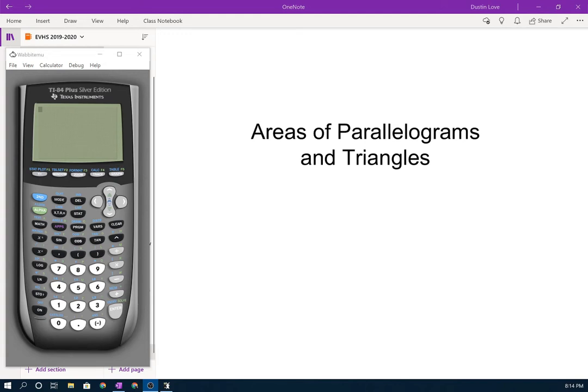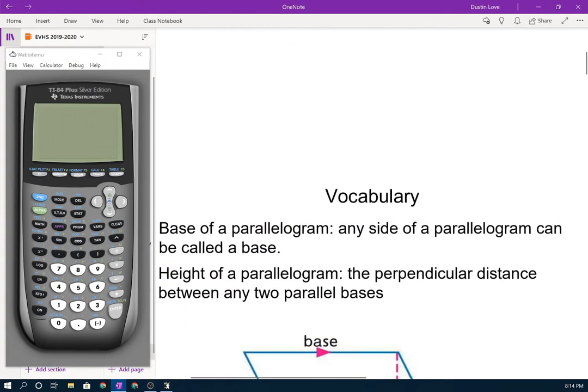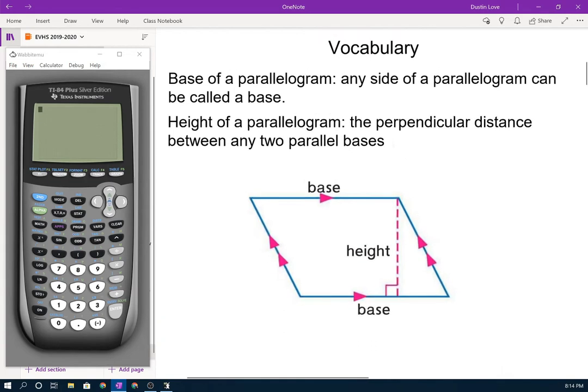Starting a new unit today, areas of parallelograms. There are areas of parallelograms and triangles, and you covered a little bit of this in middle school, so this shouldn't be too much of a surprise on how this works. We're just going to go through it and keep this as simple as possible.